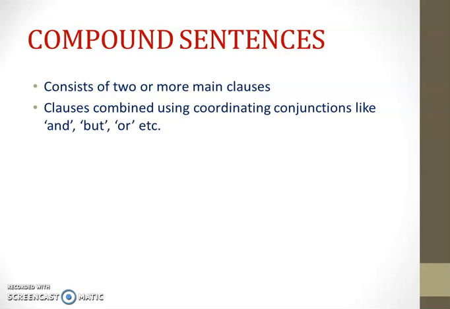The clauses are combined using coordinating conjunctions like and, but, or, etc. So the conjunctions which are used to combine the equal clauses in compound sentences are called coordinating conjunctions, and that is the reason why independent clauses are also called coordinate clauses. They do not have any kind of subordination. When they are combined, they are always combined on an equal status. That is why they are called coordinate clauses.